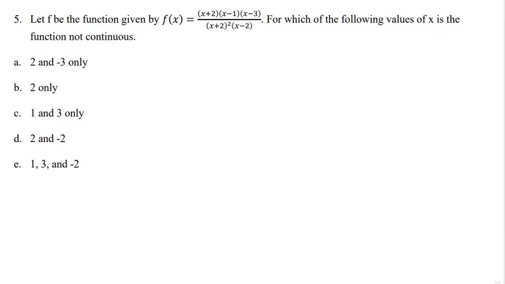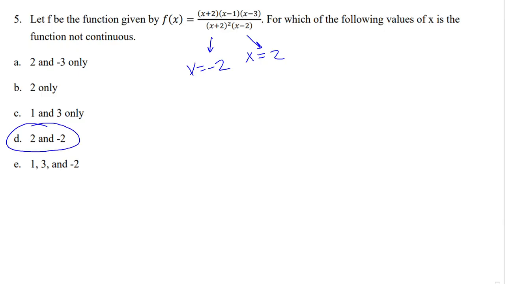For our next one here, we want to know for which of the following values of x is this function not continuous? Well, it's not continuous at anything that makes that denominator equal to 0, which would be x equals -2 and x equals 2. All right, so this is just going to be choice D.